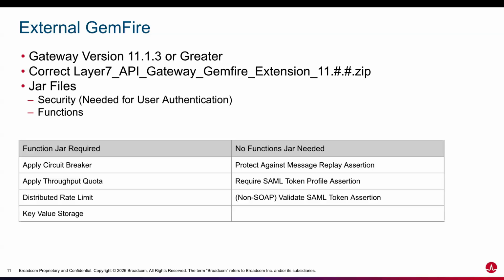The functions jar is only required if you want to run the apply circuit breaker, throughput quota, rate limit, and key value storage assertions. But it's best practice that even if your use cases aren't needing those at the current moment, when you do your initial install, you still install the functions jar, because down the line some use cases may require them, and it's best that you don't have to go back and do that again.